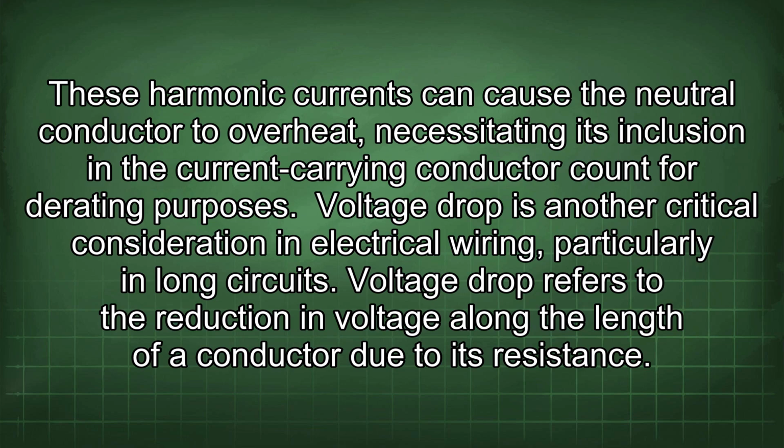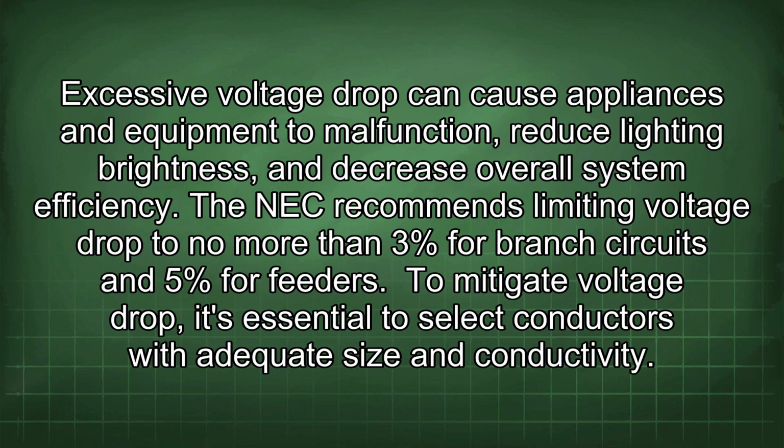Voltage drop is another critical consideration in electrical wiring, particularly in long circuits. Voltage drop refers to the reduction in voltage along the length of a conductor due to its resistance. Excessive voltage drop can cause appliances and equipment to malfunction, reduce lighting brightness, and decrease overall system efficiency. The NEC recommends limiting voltage drop to no more than 3% for branch circuits and 5% for feeders. To mitigate voltage drop, it's essential to select conductors with adequate size and conductivity.